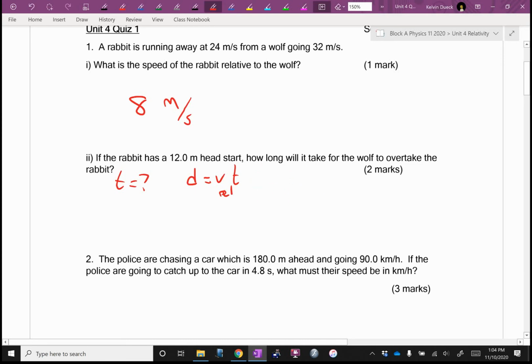Okay. They want me to find time. How would I get to T by itself? T is going to be D over V. Is there more than one object moving at different speeds? VREL, relative speed. The distance is 12 meters. The speed is 8 meters per second. My units match, so I'm not doing kilometers into meters or kilometers per hour into meters per second or anything like that. 12 divided by 8, divide by 4, divide by 4. 1.5?